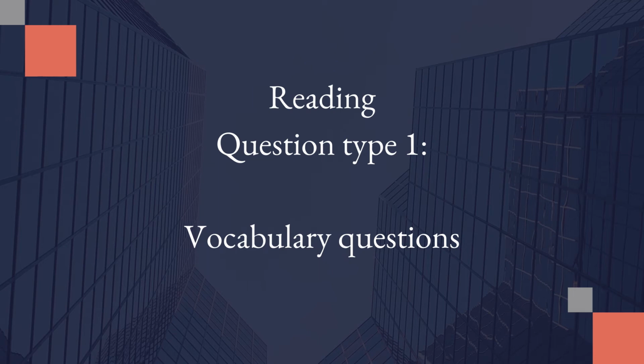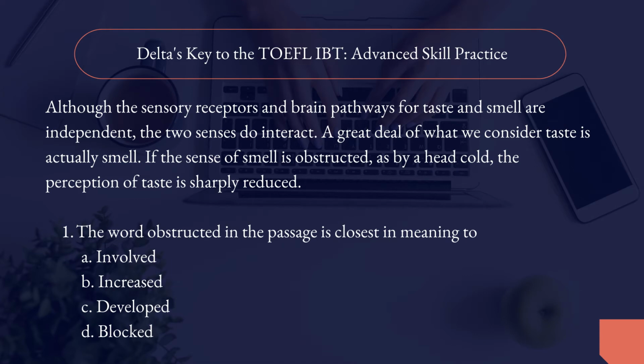Hi guys, we are back again with the TOEFL iBT reading skill type 1, responding to vocabulary questions. Let's see what kind of a question this is and how we need to answer it. In this question they highlight a word inside the passage and then they ask you for its closest meaning.